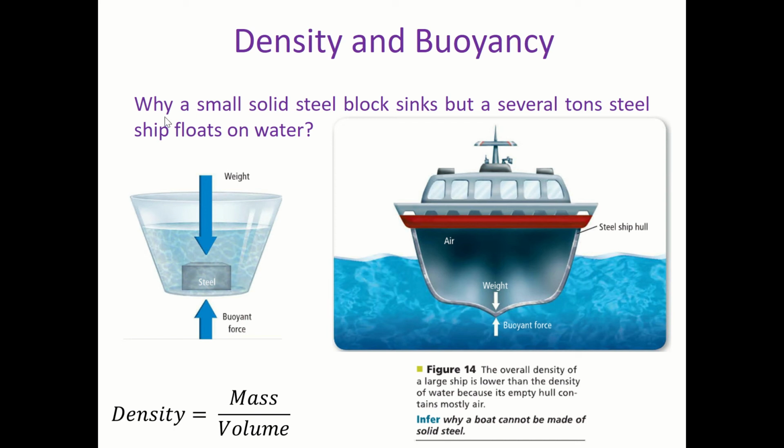So here you can see why a small solid steel block sinks, but a several-ton steel ship floats on water. Of course, if I have a small piece of steel and drop it in a cup of water, it will sink, because it's solid steel, everything inside is steel. But those big ships have steel and also air inside, so the total density is less than the density of the water. That's why it floats.